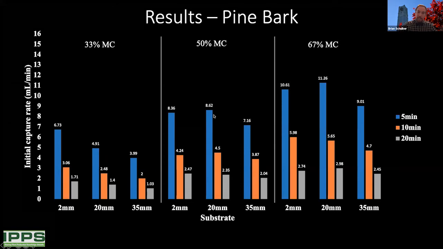And then increasing to 67%, pine bark still showed very little difference based on pulsing time and water level. While the initial capture rate values are higher for 67%, it didn't fluctuate in this capture rate based on treatment effects, as did both peat and coir.